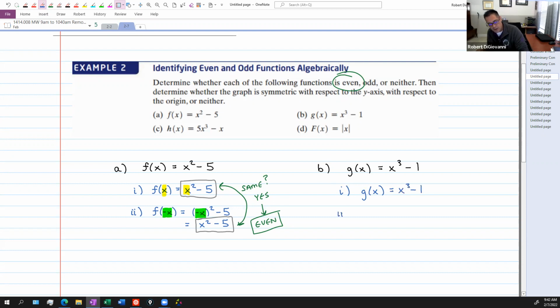The next thing I'm gonna do is plug negative x in. So that's gonna put a negative x in here, and we're gonna cube it and then subtract 1.